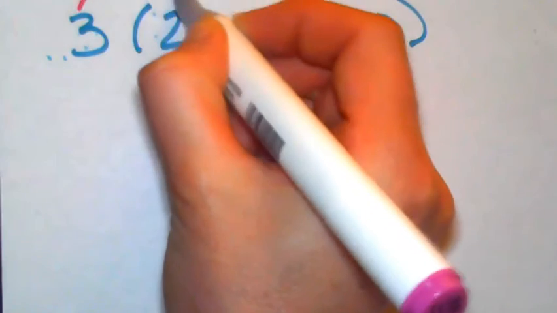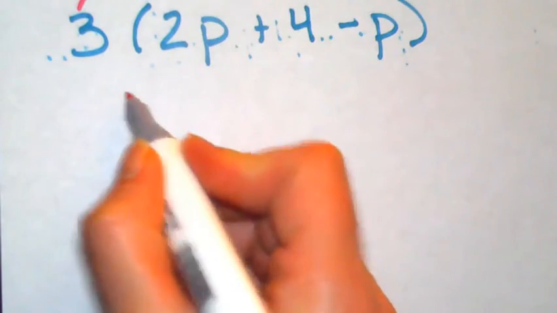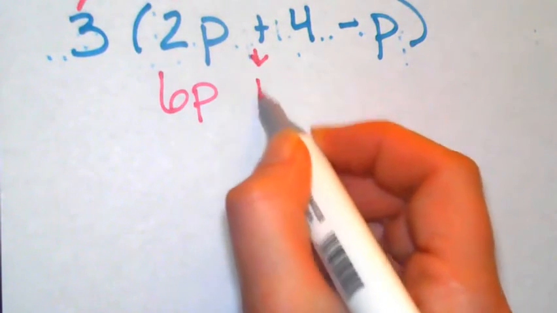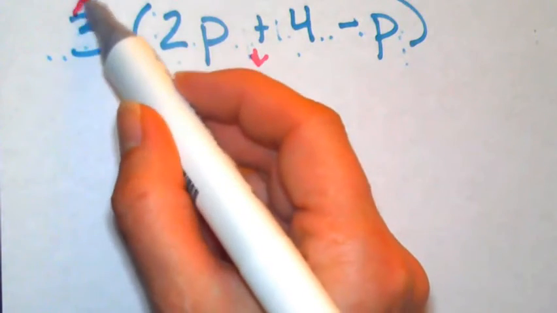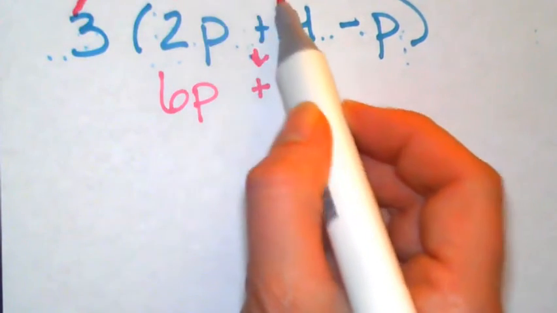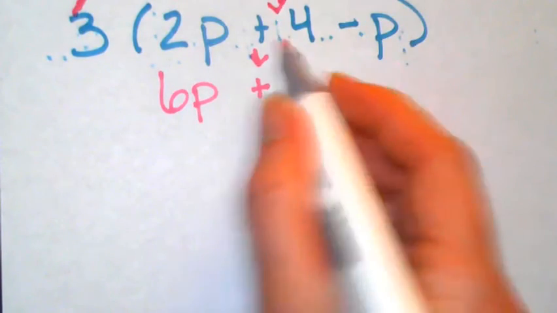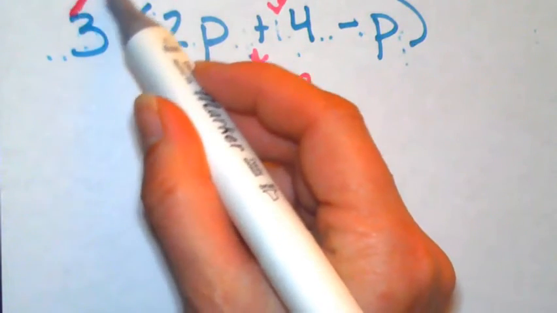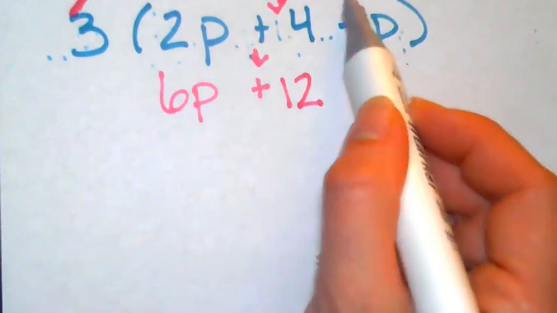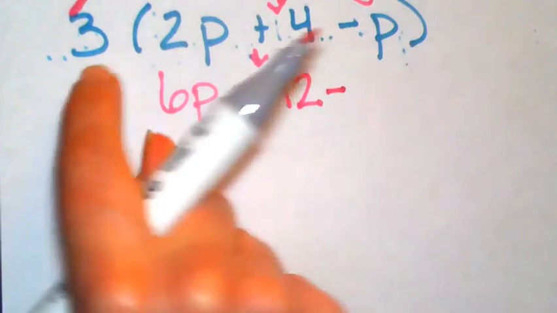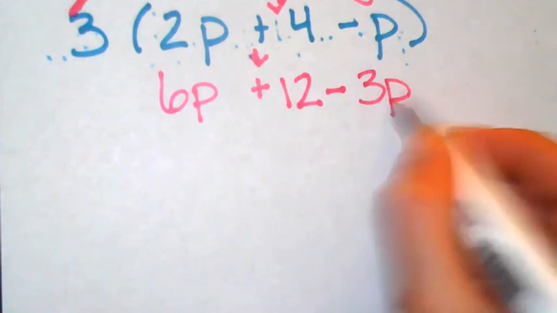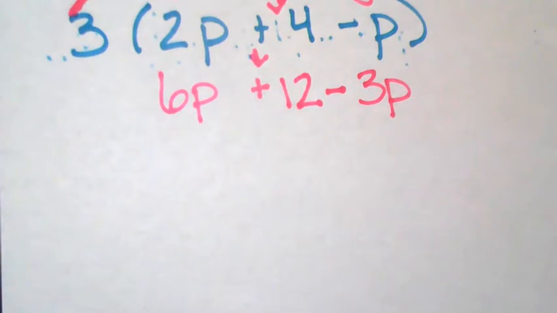3 times 2p, that's 6p. Drop down my plus. 3's got to go in, say hi, and multiply with 4. 3 times 4 is 12. And then, oops, I'll drop down my symbol. Drop down my minus. 3 times 1p is 3p.